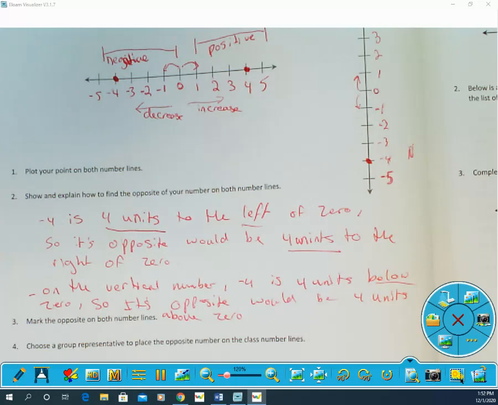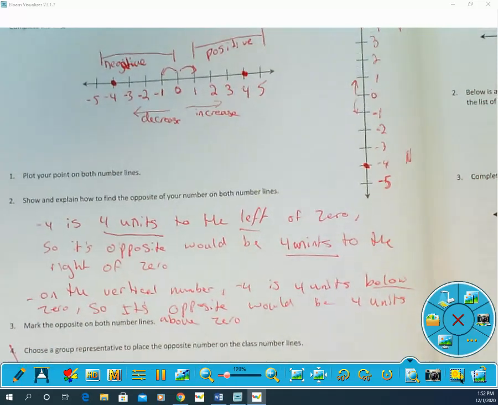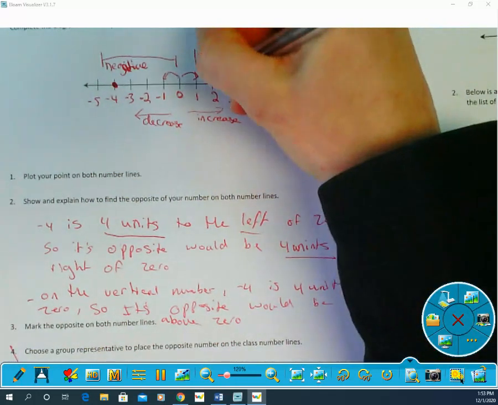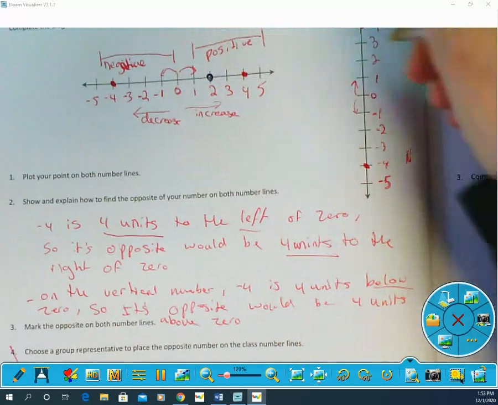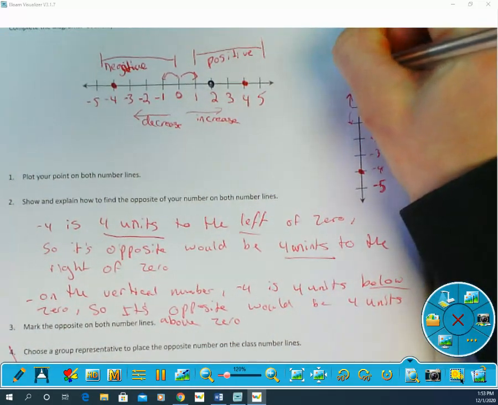It says to choose a group representative to place the opposite number on the class number line. We don't really have that, so we'll just go with one more example. Doing 4 and 5 isn't going to really work. So let's do one more. I'll pick a different color. I'm going to pick a positive value now. So I'm going to pick 2, a positive 2 for both my number lines.